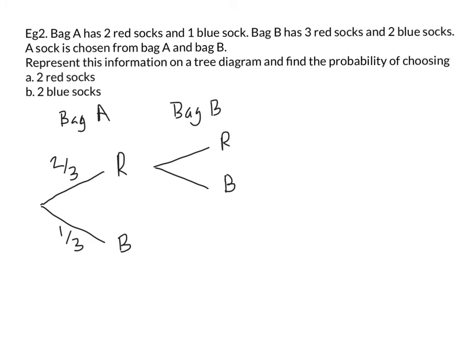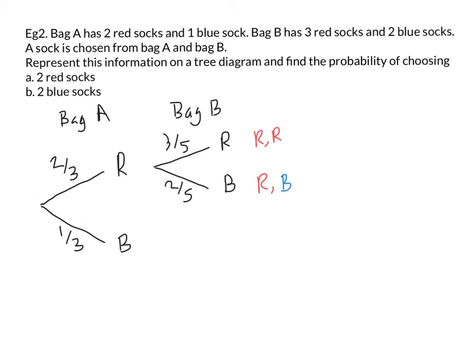The chance of getting a red sock from the second bag is 3, and there's 5 socks in that bag, so that would be 3 out of 5. There's 2 blue socks out of 5, so 2/5. So far we've looked at getting a red on the first one and a red on the second one. So that's red and then red. This one is getting a red and then a blue. So a red sock followed by a blue sock.